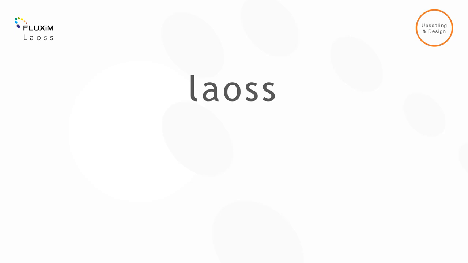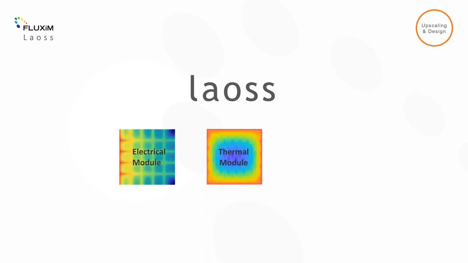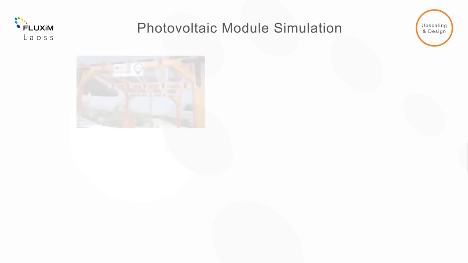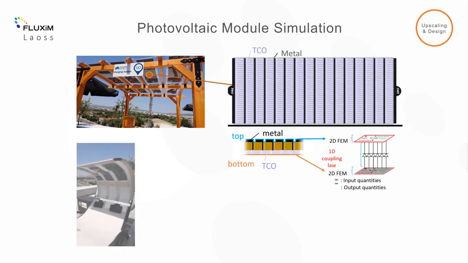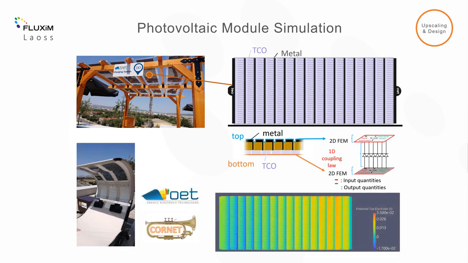LAUS has 3 modules to perform electrical, electrothermal and optical simulations that can help validate the performance of your scaled up device. The electrical module of LAUS is a solver based on the finite element method. This module simulates the potential and current distribution in large area solar cells to help you optimize their layout.